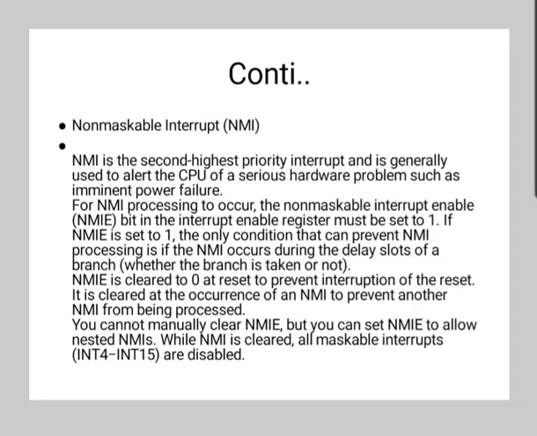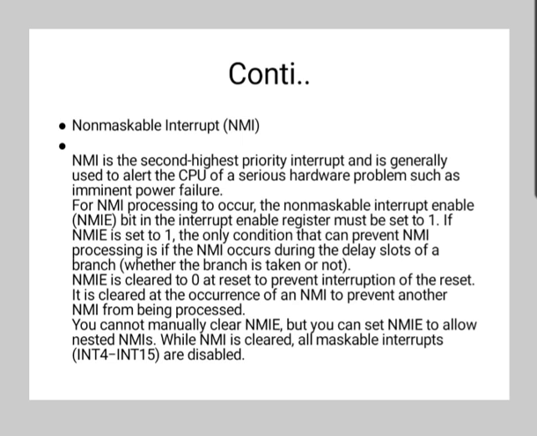The next is the non-maskable interrupt. It is the second highest priority interrupt and it is generally used to alert the CPU of serious hardware problems such as an imminent power failure. For non-maskable interrupt, that is NMI, processing to occur, the non-maskable interrupt enable bit, NMIE, in the interrupt enable register must be set to 1. If NMIE is set to 1, the only condition that can prevent NMI processing is if the NMI occurs during the delay slots of a branch, whether the branch is taken or not.